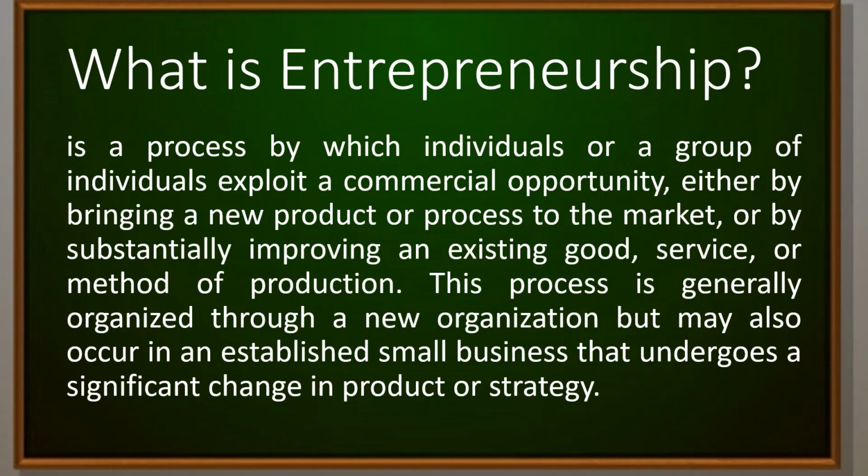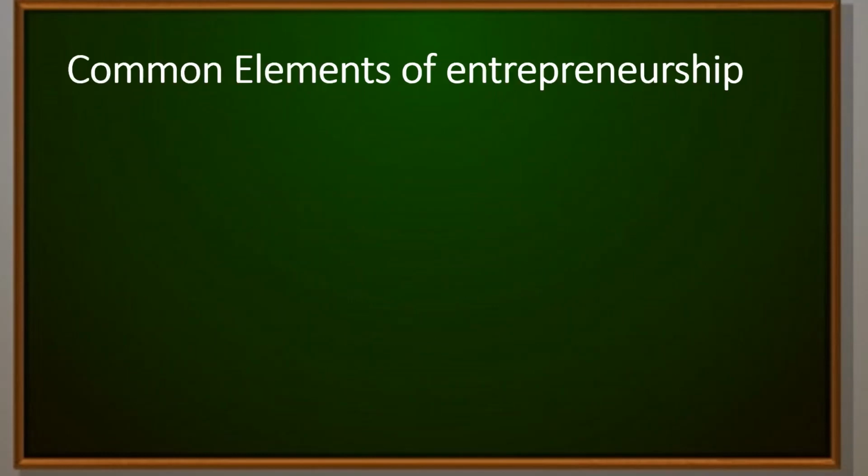According to Knight, 1921, entrepreneurship is having profited from bearing uncertainty and risk. According to Fajardo, 1994, entrepreneurship is the capacity for innovation, investment, and expansion in new markets, products, and techniques. According to Ajuana, 2019, although each of these definitions views entrepreneurship from a slightly different perspective, they all contain the following common elements.